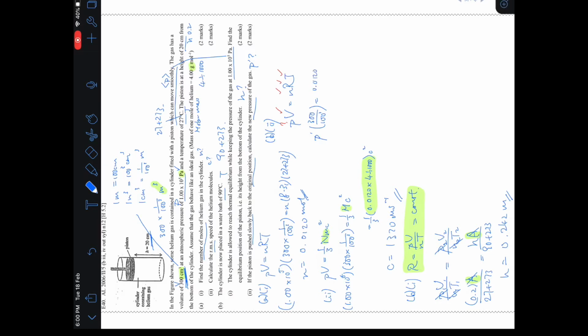PV equals NRT. Then you can find the new P to be a bigger pressure because now it is hotter, so the molecules will collide with the container wall more frequently and more violently. Okay, and that's it for the demonstration of this question.